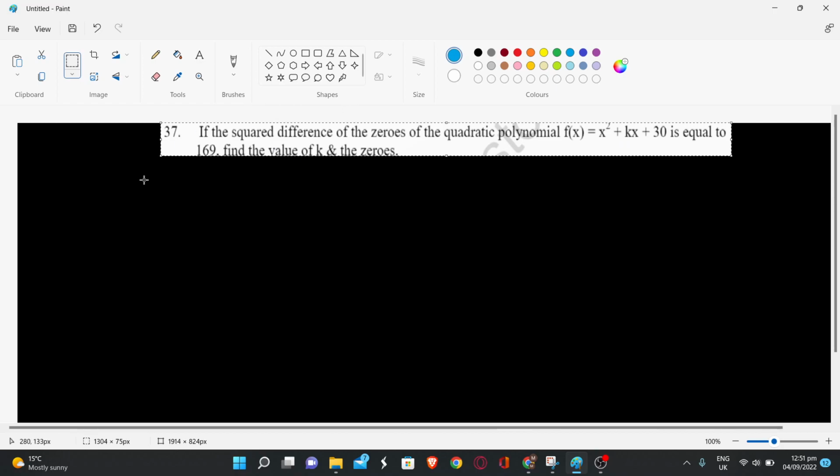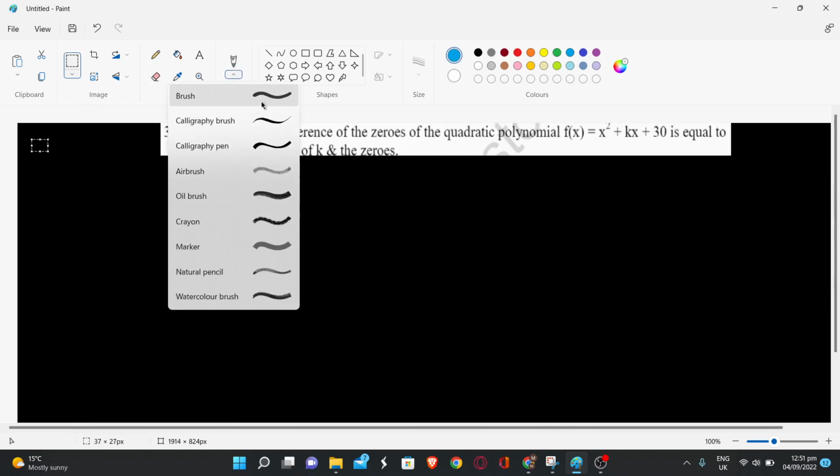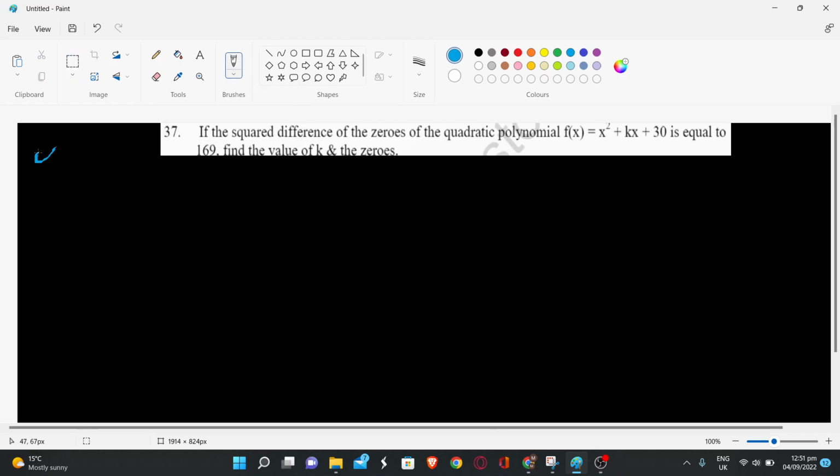Firstly, here are a few things you have to know about a quadratic polynomial. The two solutions for x, we are saying they are alpha and beta.